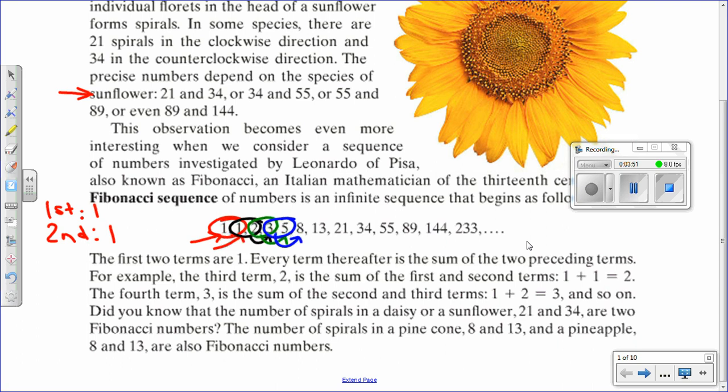But yes, 5 and 8 is 13, 8 and 13 is 21, 13 and 21 is 34. So this is also a recursive sequence, which we're going to study in a minute, okay?